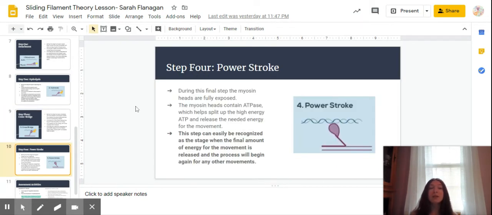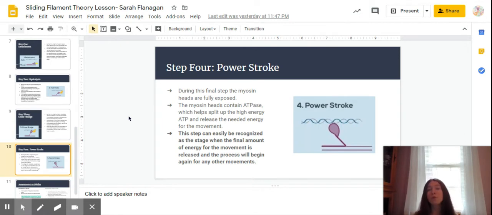Finally, the last step is step 4, called the power stroke. And during this final step, the myosin heads are fully exposed, shown here in this image. The myosin heads contain ATPase, which helps split up the high energy ATP and release the needed energy for the movement that your body is trying to create. And this step can easily be recognized as the stage when the final amount of energy for the movement is released, and the process will begin again for any other movements.